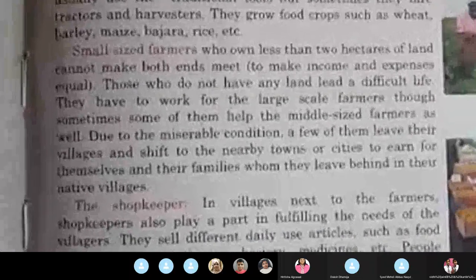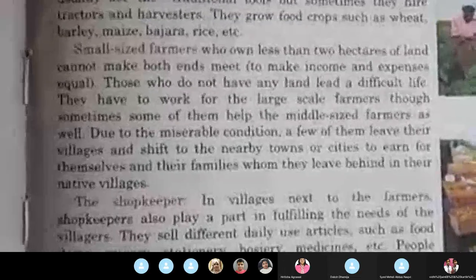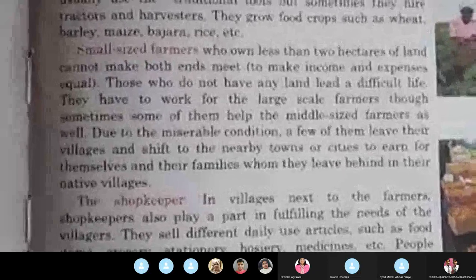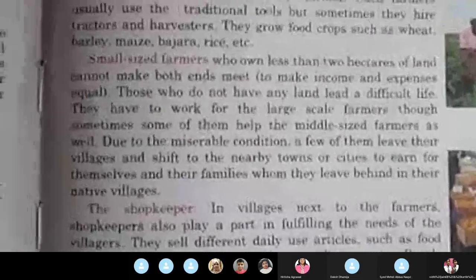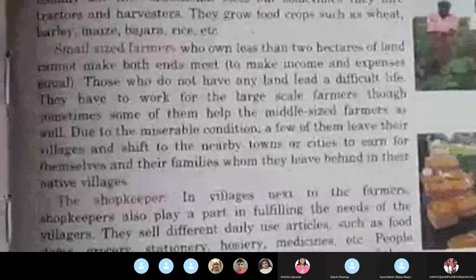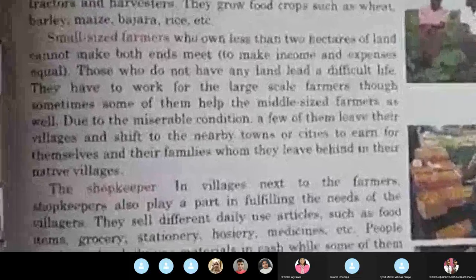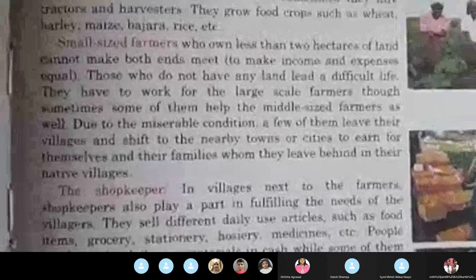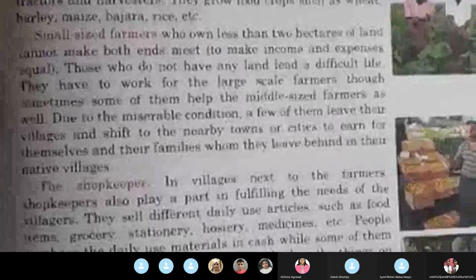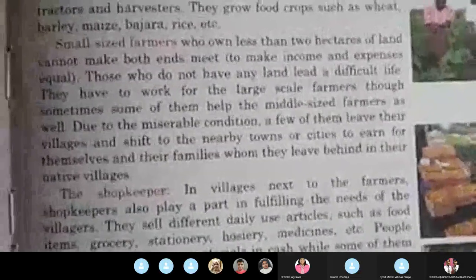These are middle-sized farmers. Then small-sized farmers, they have just a very small piece of land and they somehow manage to live up to their needs. They lead a difficult life. They do not have big machines to look after. They only depend on manpower, their own power, and due to the miserable conditions, a few of them leave their villages also and shift to nearby towns, etc.